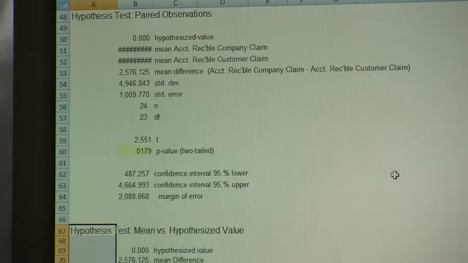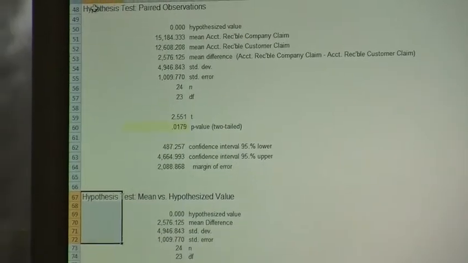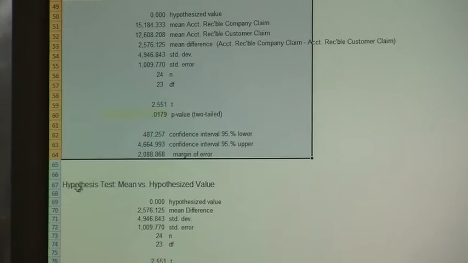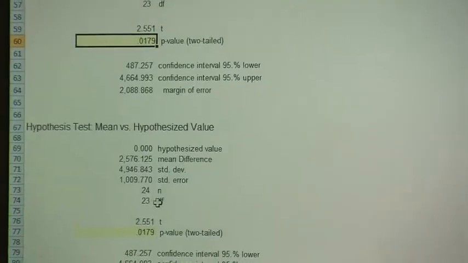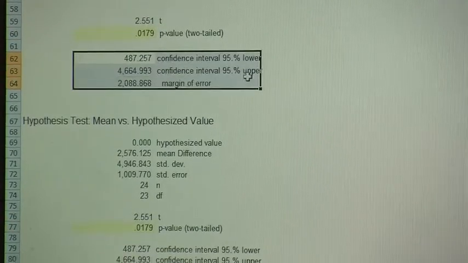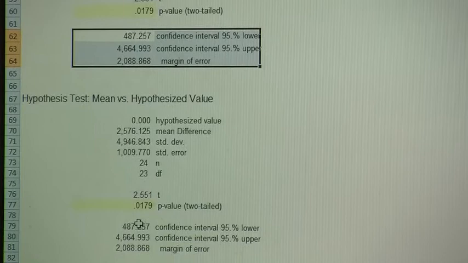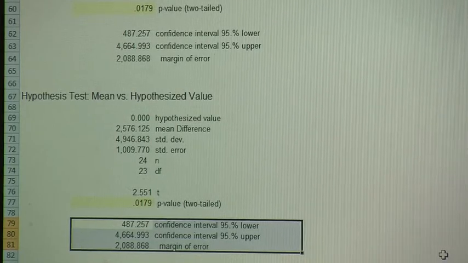We get exactly the same answer whether we do the paired observations test or whether we do the one sample difference of means test. Our p-values are exactly the same. And notice that our 95% confidence intervals and margins of error are exactly the same as well. So that just confirms what we had talked to you about earlier in the semester.